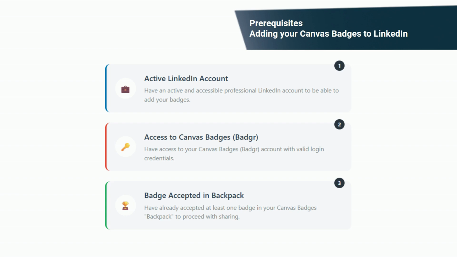Prerequisites. Adding your Canvas badges to LinkedIn. Active LinkedIn account: have an active and accessible professional LinkedIn account. Access to Canvas Badges, also called Badger: have access with valid login credentials. Badge accepted in backpack: have already accepted at least one badge in your backpack. Once these prerequisites are met, you can share your Canvas badges on LinkedIn.